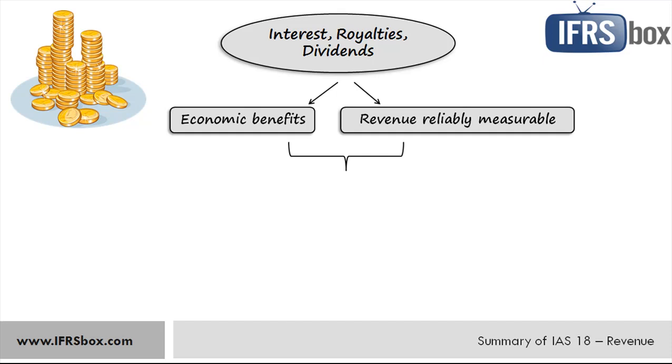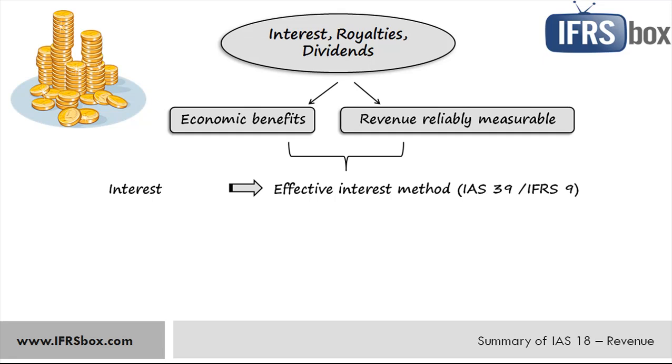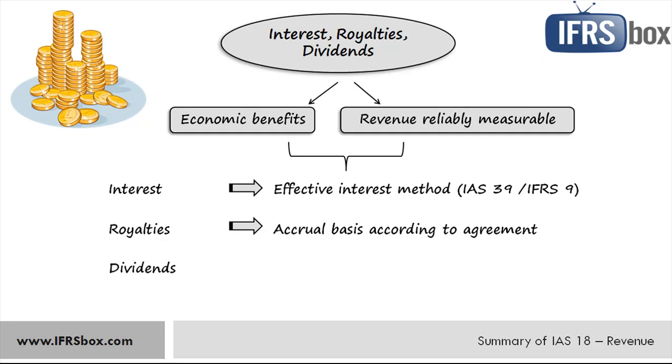Interest income shall be recognized using the effective interest method, as stipulated by IAS 39 or IFRS 9. Royalties may be paid for the use of trademark, patent, software, music copyrights, record masters, or motion picture films, and they shall be recognized on an accrual basis in accordance with the substance of the relevant agreement, usually on a straight-line basis over the life of the agreement. Dividends shall be recognized when the shareholder's right to receive payment is established.